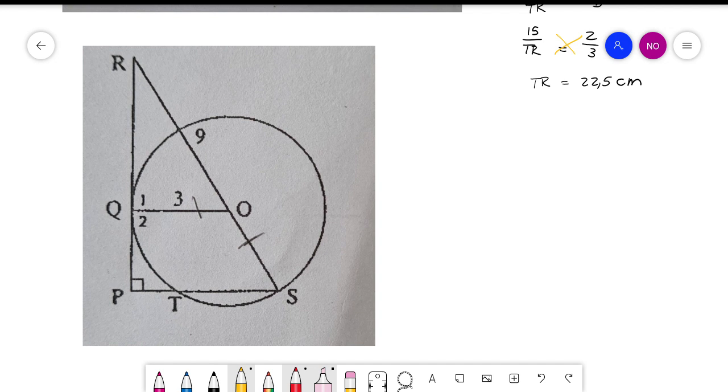They also give you that this is a tangent. Now, I don't need to remind you about what you should know about the tangent.